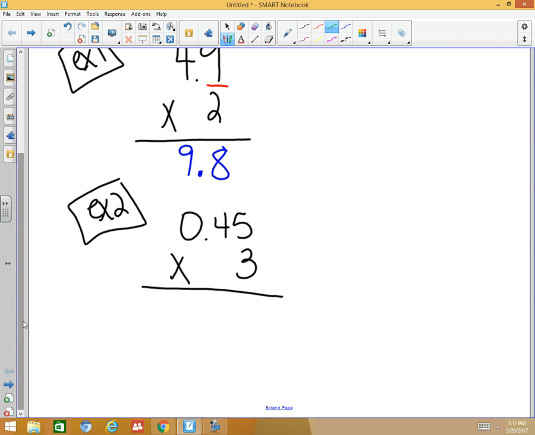3 times 5 is what? 15. So 5, carry my 1. 3 times 4 is 12, add 1 is 13. So, how many decimal places, do not say it out loud, give yourself a few seconds. How many decimal places do I have? 2. I have the 4 and the 5. 2 decimal places. So, how many are in my answer? 2. And that's it. So, this is not bad, right?